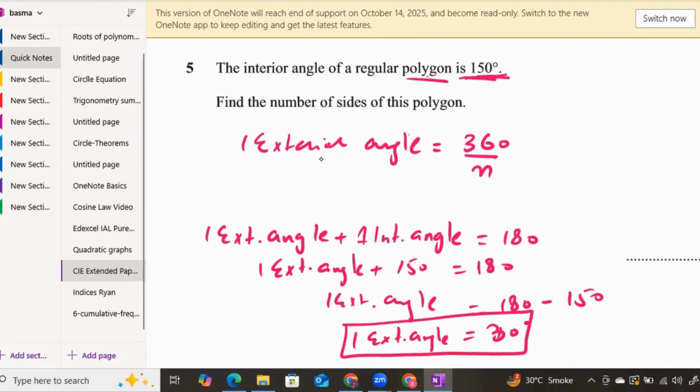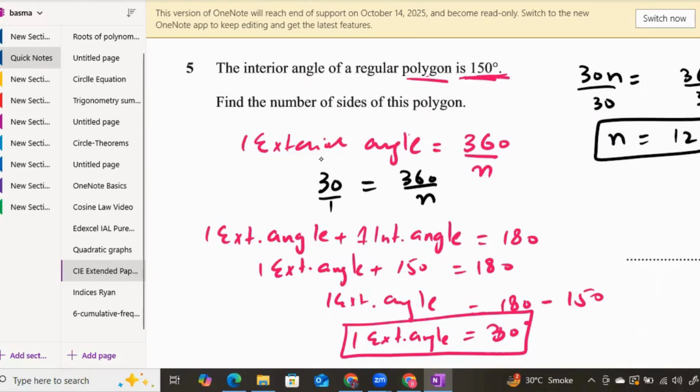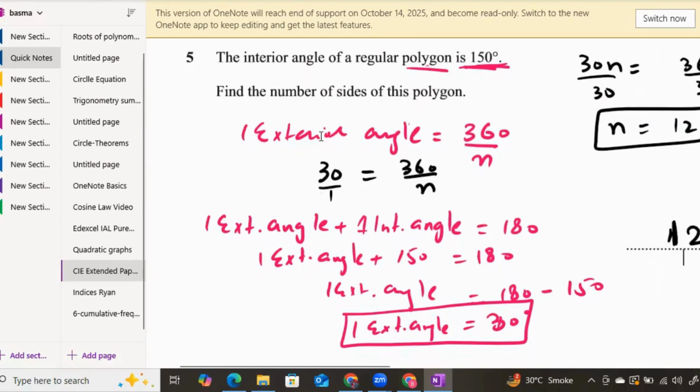Now you substitute it in this formula. One exterior angle, which is 30, equals 360 divided by n, and now you cross multiply because 30 has 1 in the bottom. You have two fractions with an equal sign, so 360 times 1 is 360, and 30 times n is 30n. So 30n equals 360. Divide both sides by 30, so your n will be 12. So n equals 12. It's a 12-sided polygon. So that was question 5.